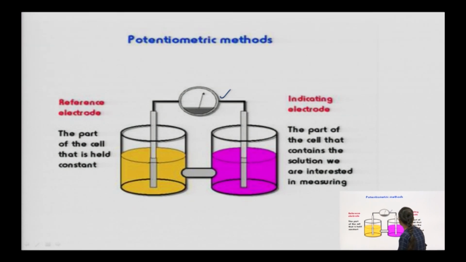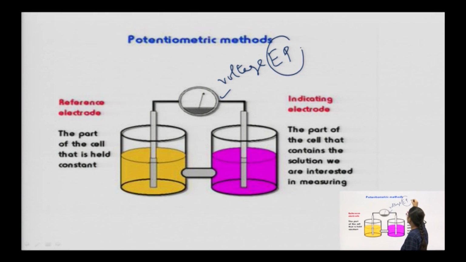It is that part of the cell which contains the solution we are interested in, that means sample solution, the analytical sample. The sample or analyte which is to be determined is the indicator electrode. There are two parts of it, indicator electrode, reference electrode, which are connected through a voltmeter. It will determine the voltage or electrode potential, right.